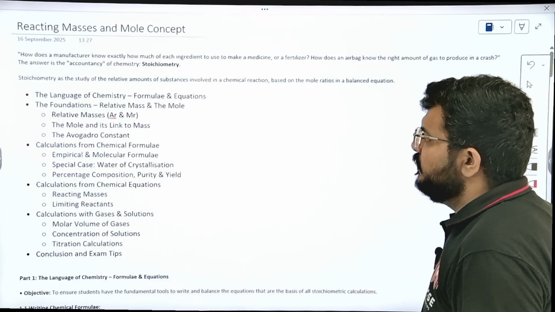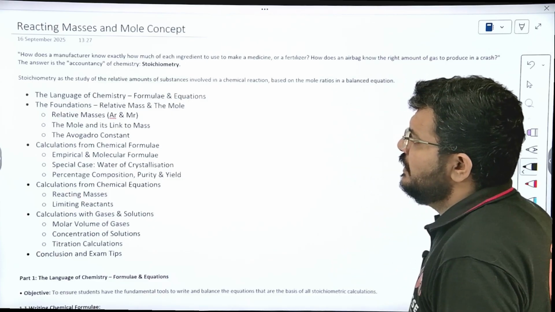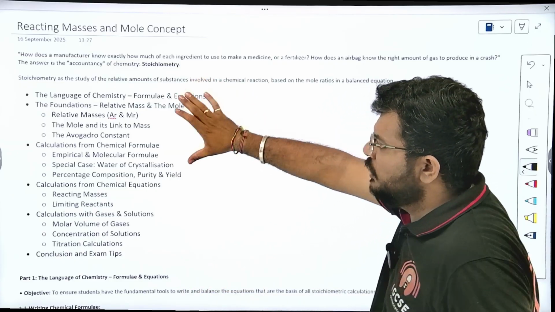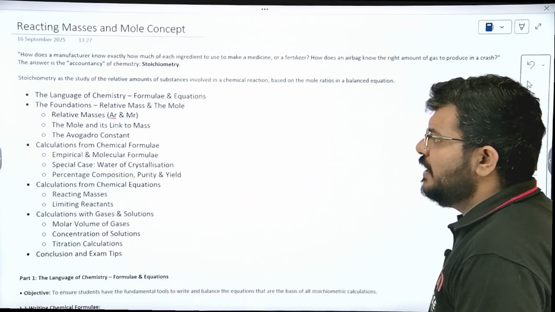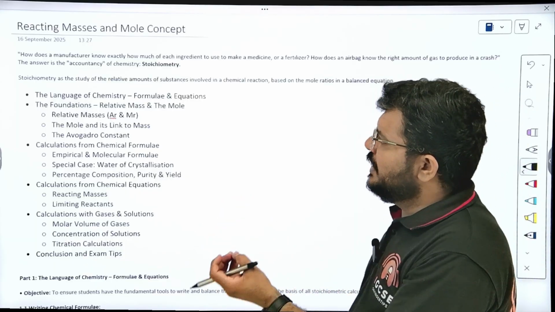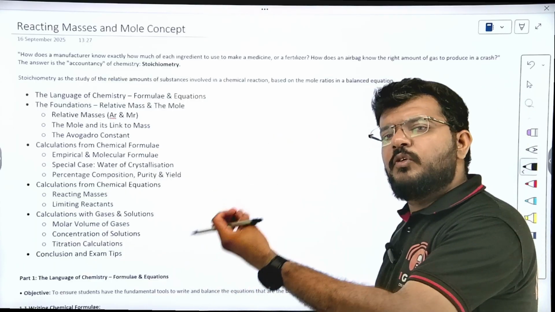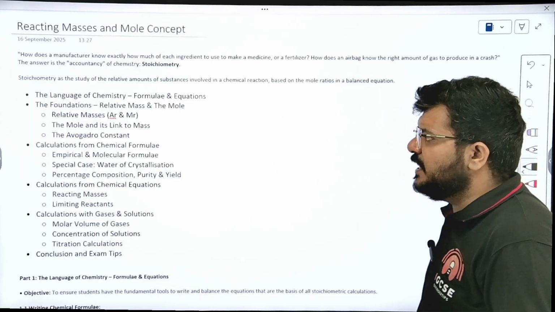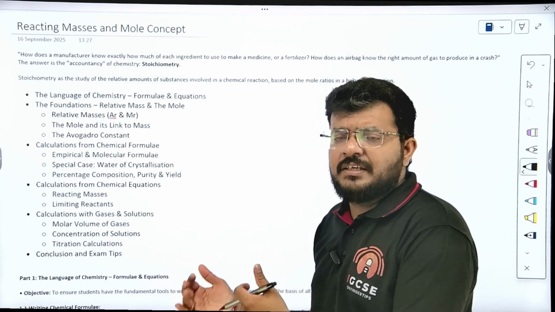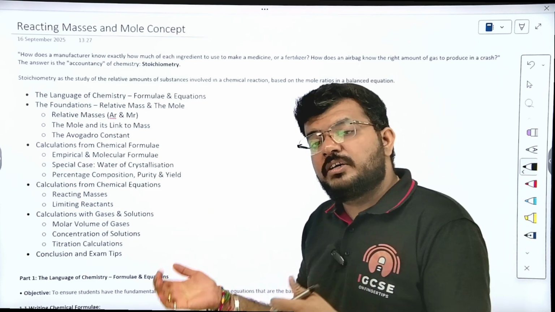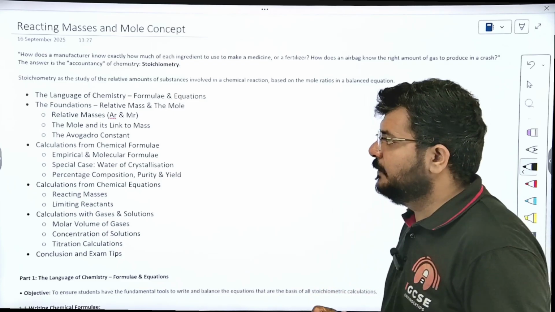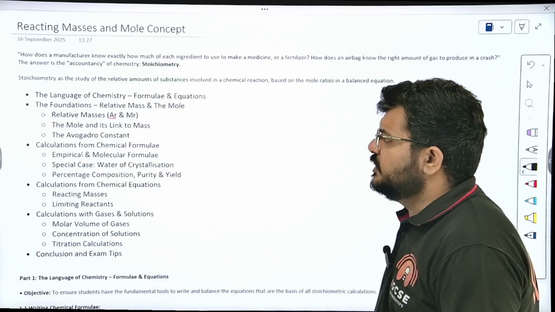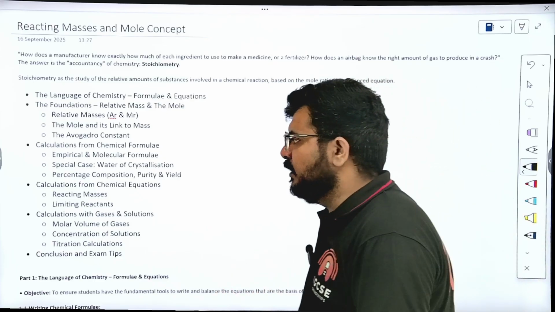So we have the language of chemistry, formula and equations, the foundations. So this is the idea of the division of the entire chapter. First we'll understand the language of chemistry. I'll explain you how to write formula, how to form equations, and how to also balance those equations. In the foundation, we will understand how relative mass is used to calculate the mole, what is relative mass, what is mole, right? And what is of course their relationship, in which we will also see the Avogadro's constant, which is the number of particles in one mole.